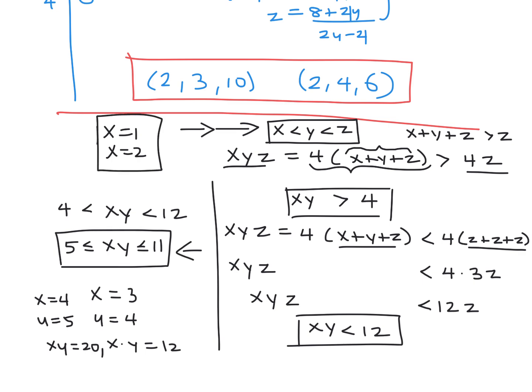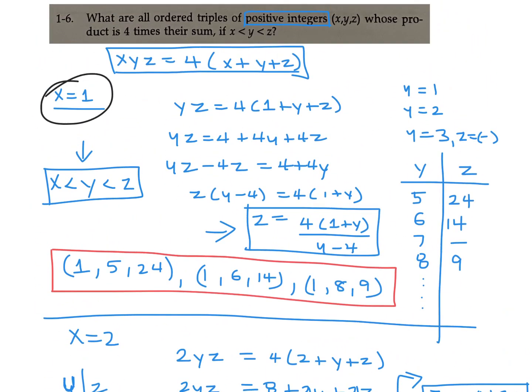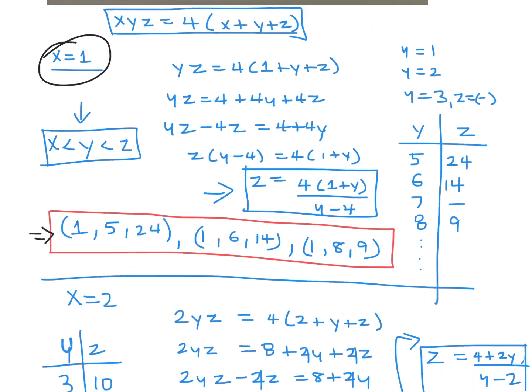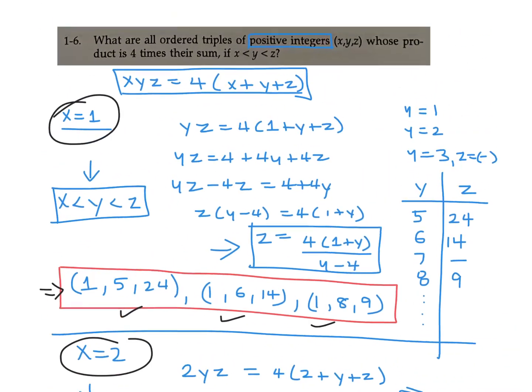So that's why we know for sure that x can only be 1 or 2, and that's why when we did them, we just did x equals 1, we found these guys, and then we did x equals 2 and found these guys. So 1, 2, 3, 4, 5, those 5 are the only ordered triples that satisfy the conditions of the original question.